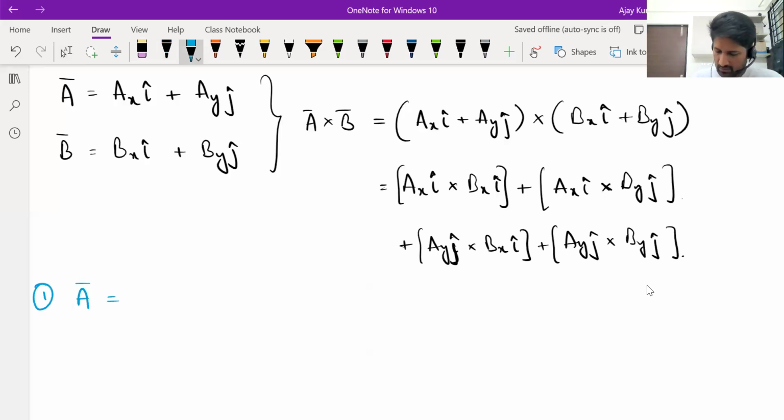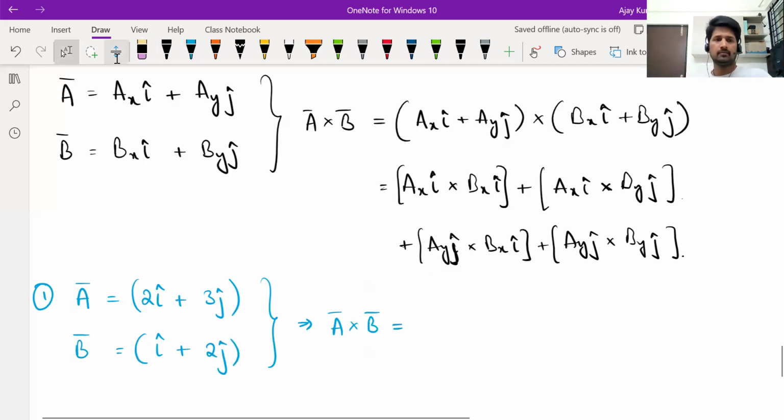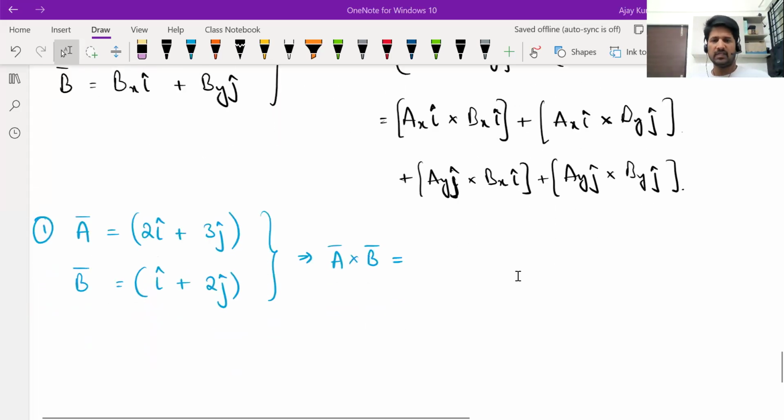Do this quickly and tell me A cross B in all these cases. Suppose this is vector A and this is vector B. How much is A cross B? Type your answers in chat. Let's see. As I said, you have to take cross product of each term of the first vector with each term of the second vector.